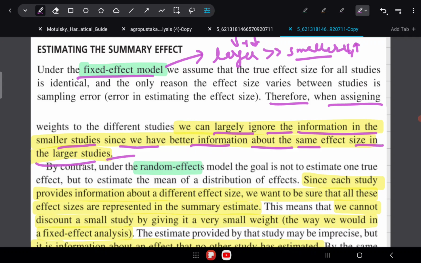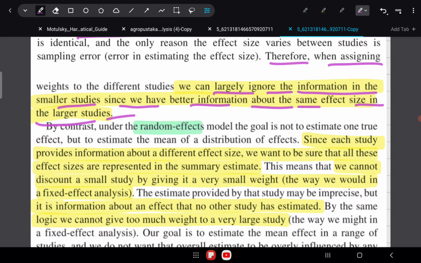And this is reflected when I show you the distribution of weights in fixed versus random effect modeling. You will see that in fixed effect modeling, a huge chunk of the weight goes to the larger studies, and smaller studies don't have much weight. It makes sense because, as I just told you, in fixed effect modeling, larger studies give a more precise estimate of the true effect than smaller studies, right?